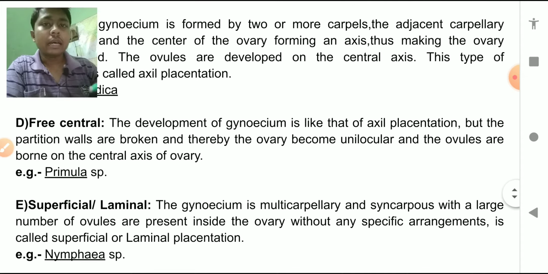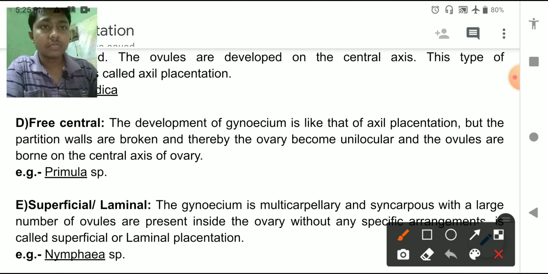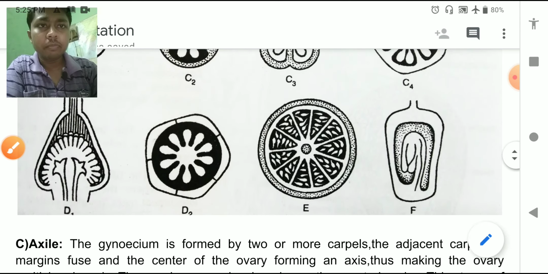Now next, number 4 or D, free central. From the name, free central means the central part remains free, no partition or division can occur in the ovary. The development of the gynoecium looks like axile placentation, but the partition walls are broken, and thereby the ovary becomes unilocular and the ovules are borne on the central axis of the ovary. So now look at the picture, how they look.